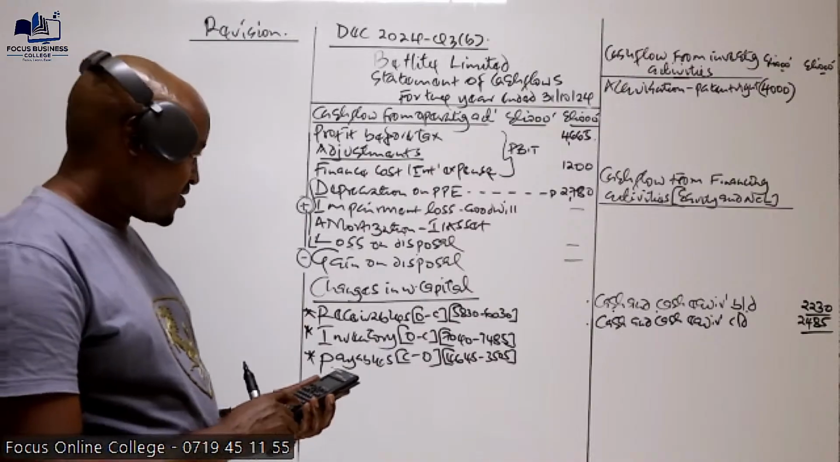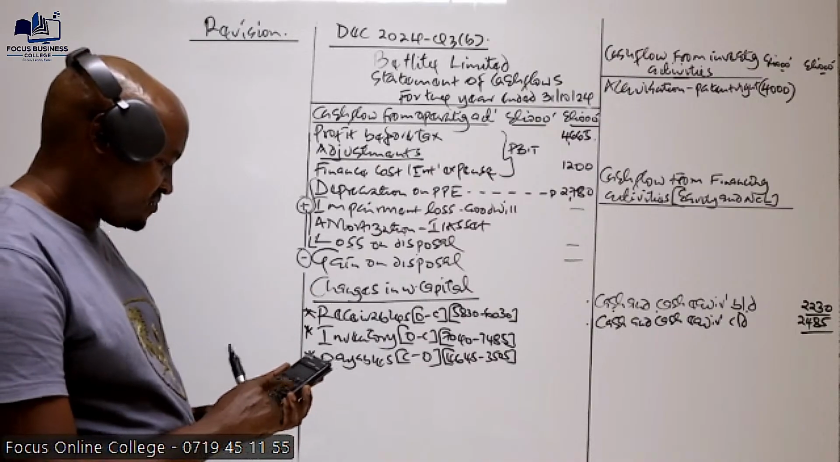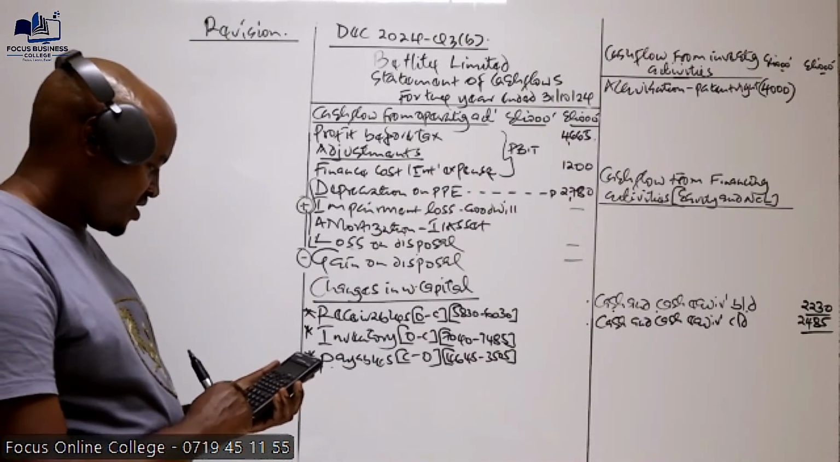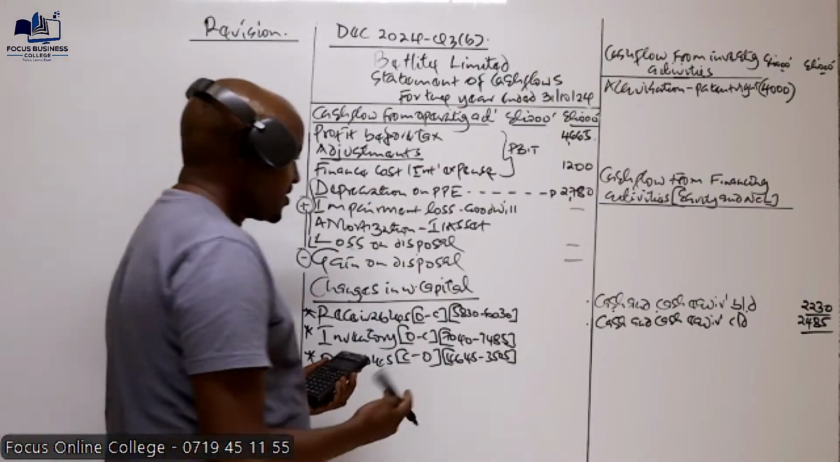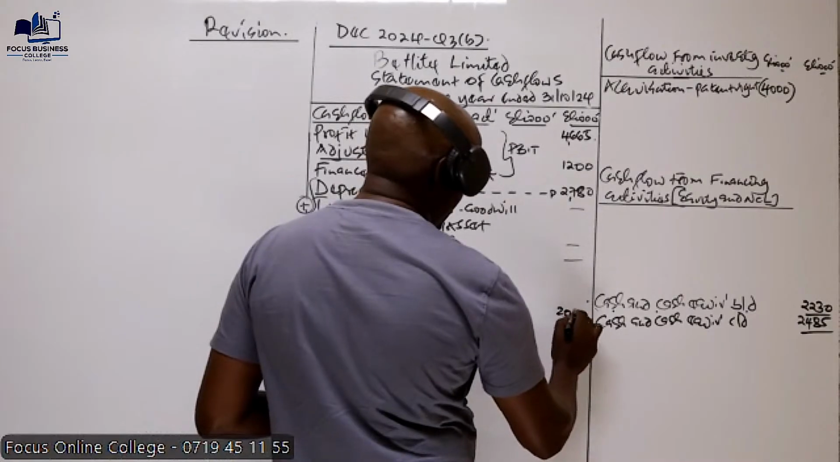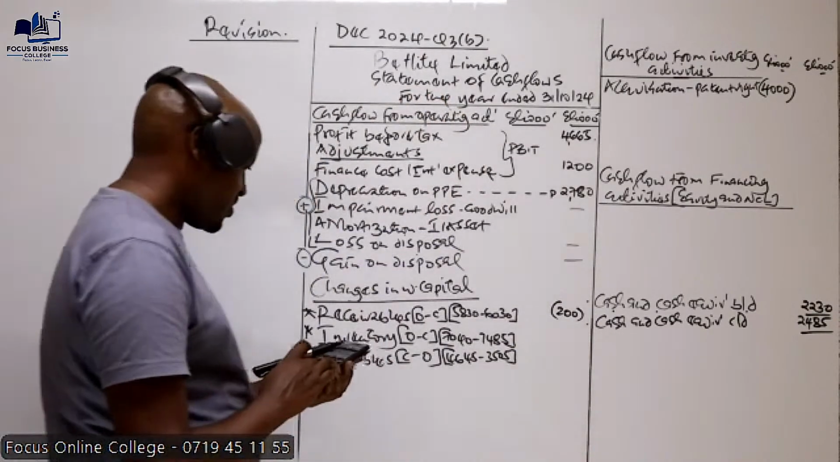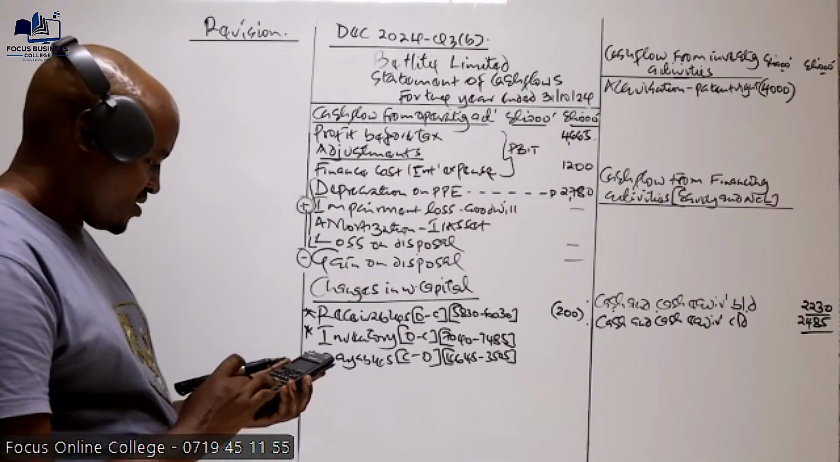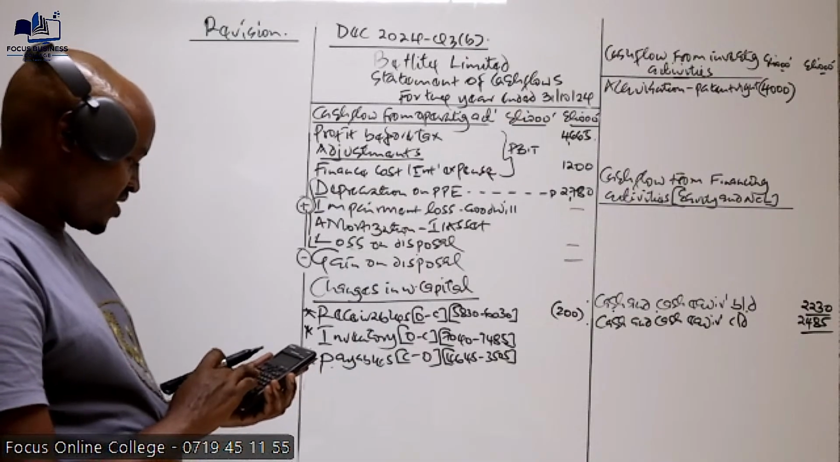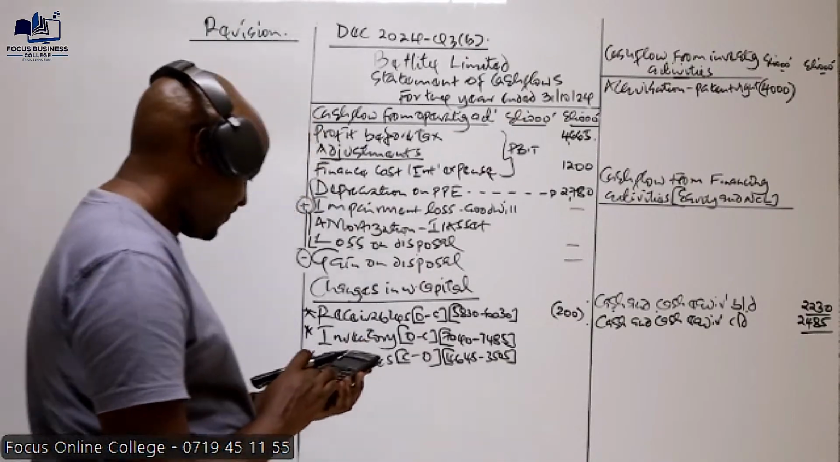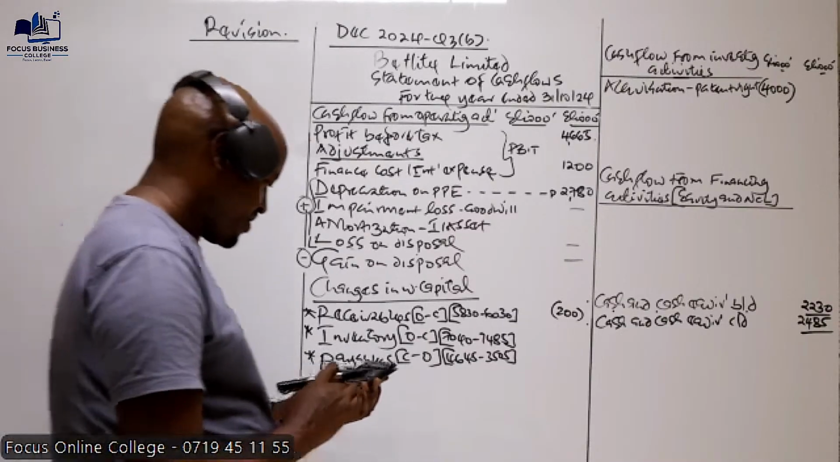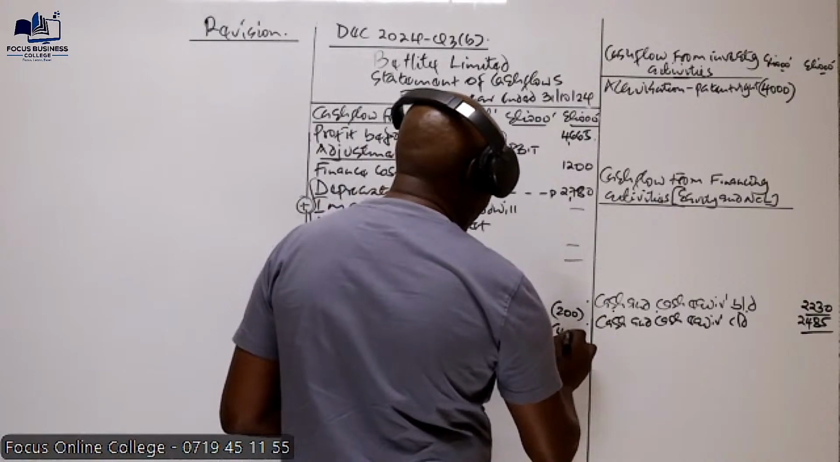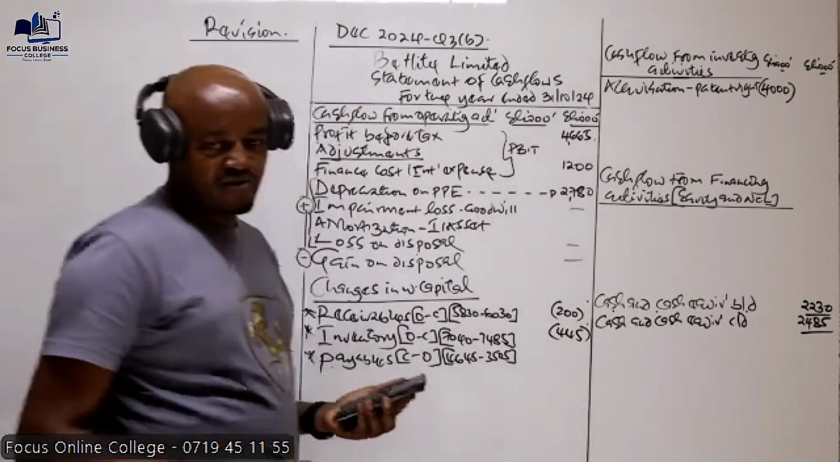So let's work out this. For receivables, you have 5830 minus 6030, and basically that one will give us negative 200. What about inventory? We have 7040 minus 7485. That one will give us negative 445. I hope that is what you're getting.